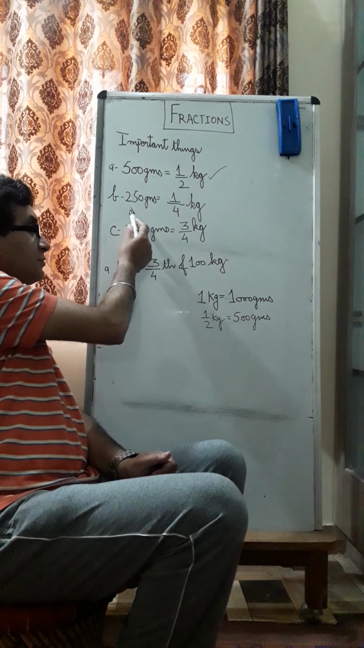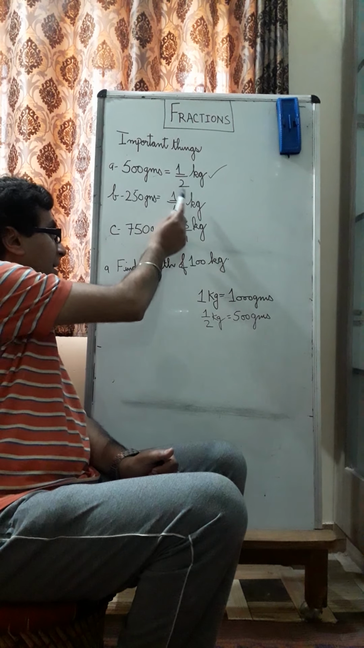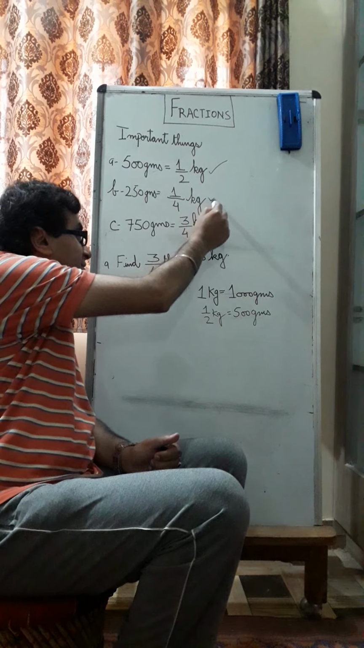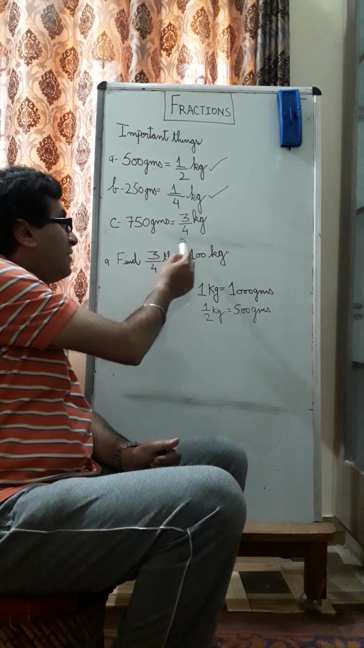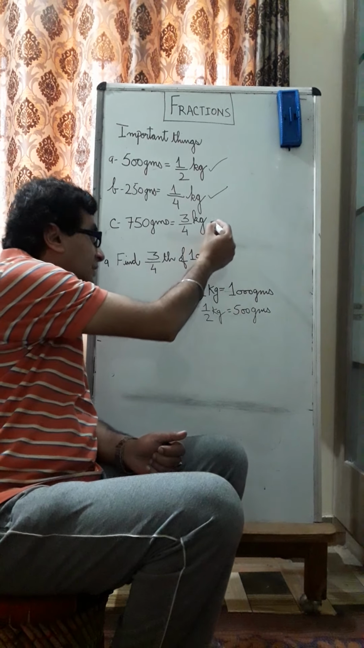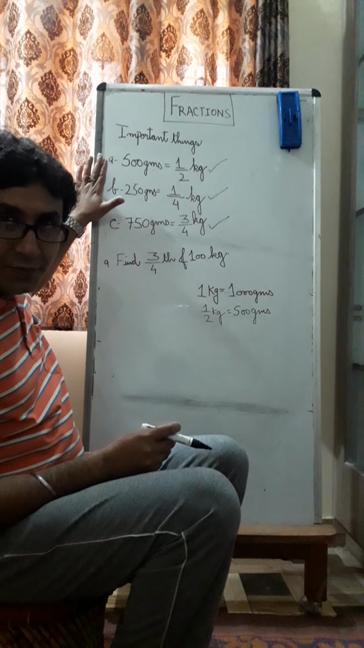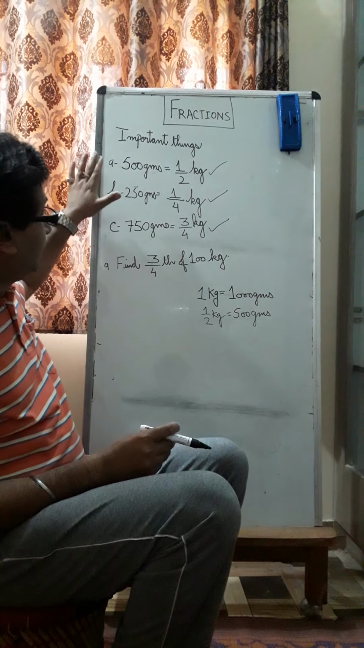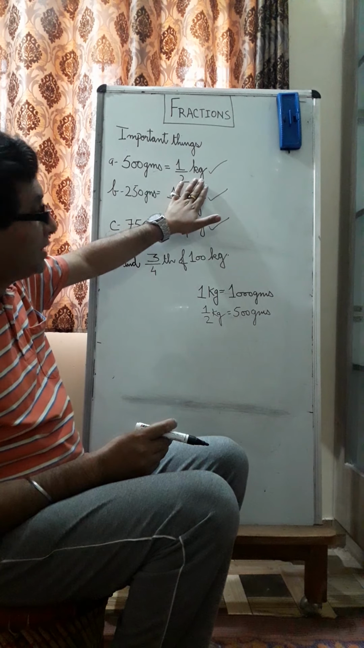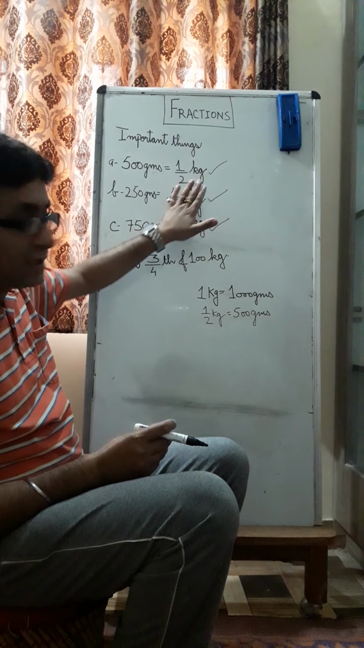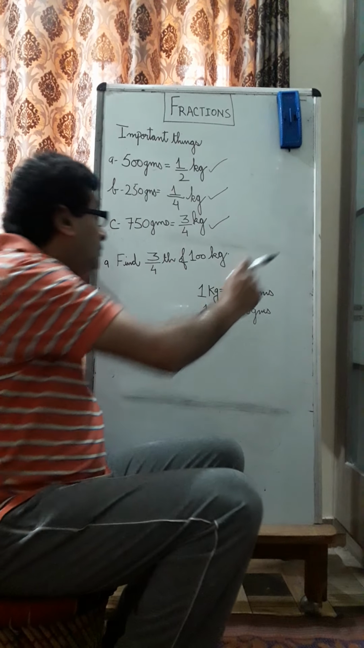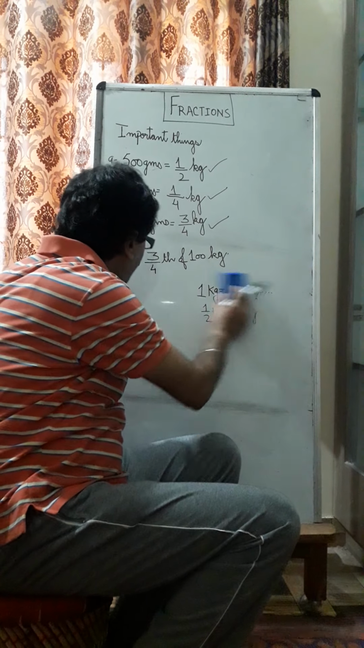You can divide it into small portions. 1/4 kg is 250 grams. 3/4 kg is 750 grams. Right? Just remember this. This will help you in easy calculations. And this kg can be converted into kilometers, meters, etc. Now, let's see.